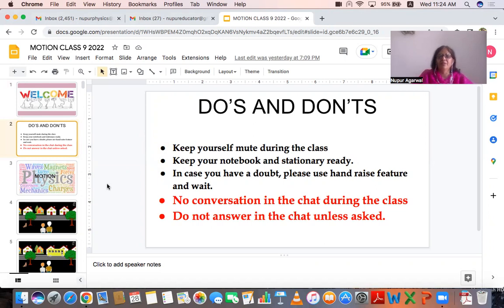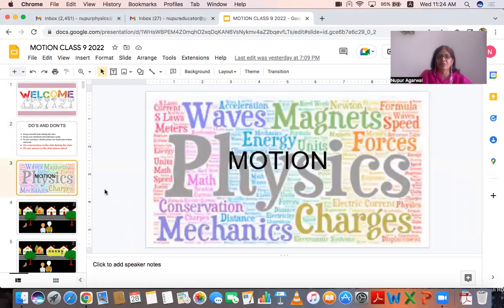So children, today we are going to discuss the topic of motion. So when the word motion appears to you, what comes to your mind? That something is moving. Now, let me ask you a question. Wherever you are, sitting at your home or wherever, what all is moving in that particular room, according to you?